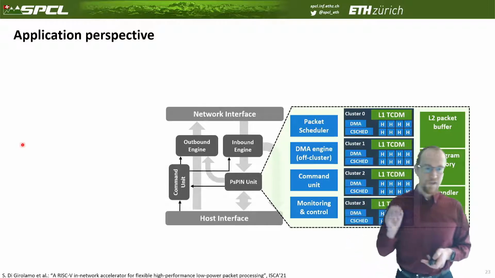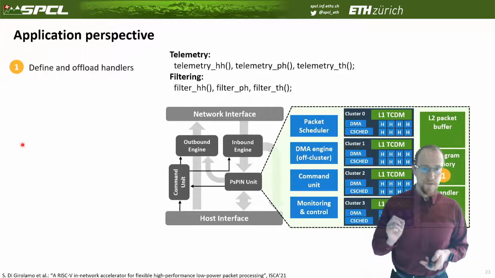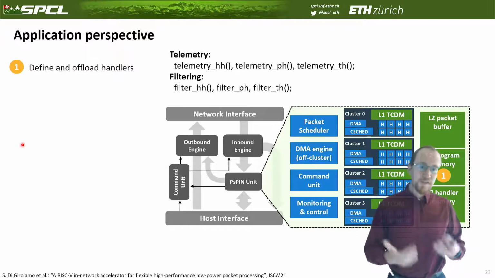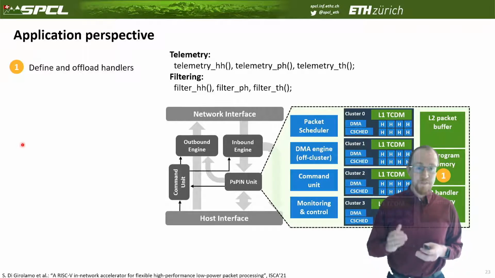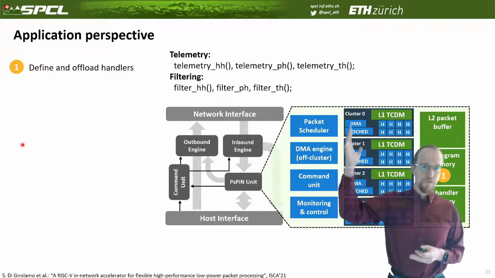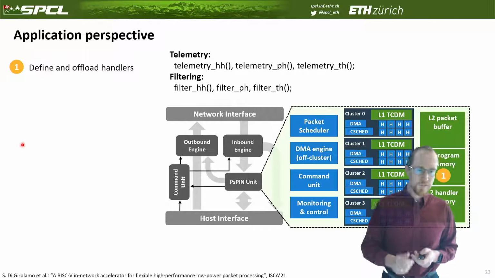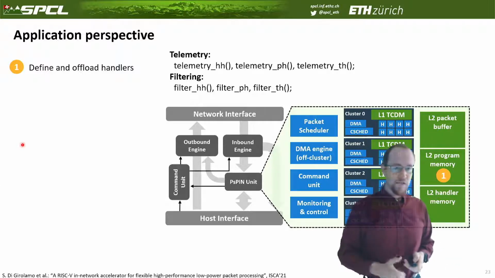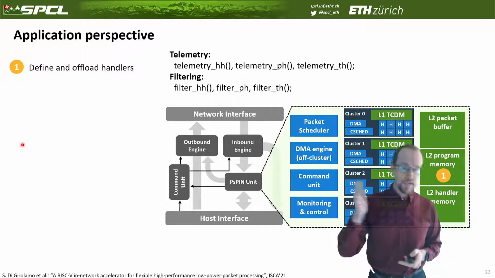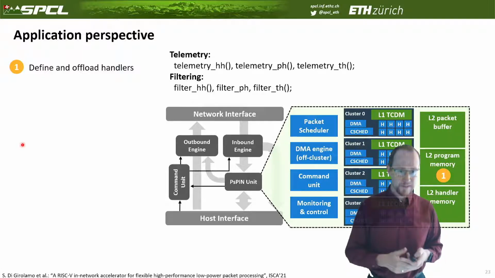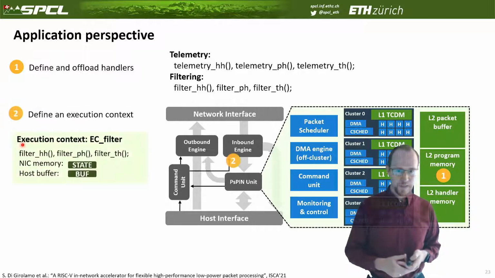So from an application perspective, how does it now work? As I mentioned in the abstract machine model, the programmer specifies various handlers. Here we see two example sets of handlers, for a telemetry and a filtering application. We have header handlers, packet handlers, and a completion handler for each of these two. We install those in the level 2 fixed size program memory. Of course, these handlers also have to fulfill some constraints in terms of their size.